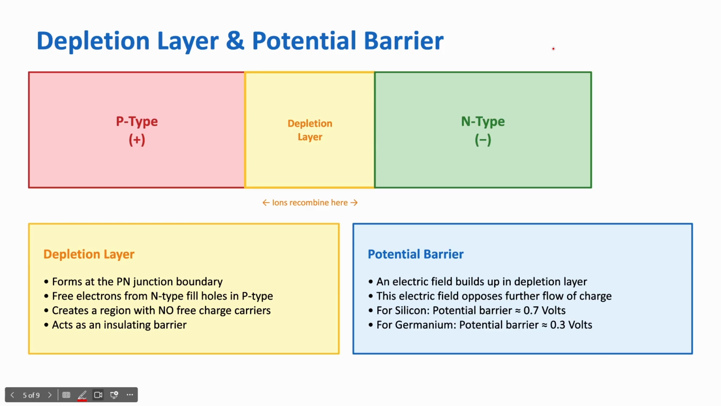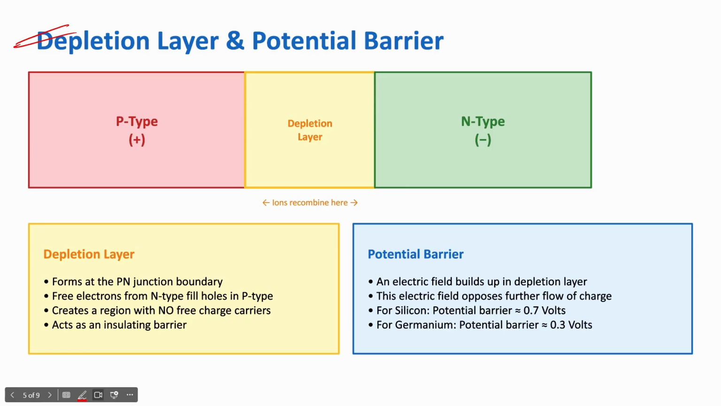Coming to the depletion layer and potential barrier. We discuss the depletion region. What is the depletion region? Depletion region and depletion layer, both are the same. So the charge carriers in the p-type and the charge carriers in the n-type are going to try to combine with each other. Then they form a layer called the depletion layer.